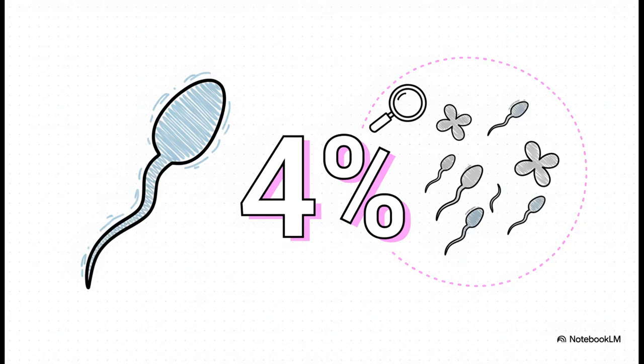Morphology. The shape. This number is pretty wild. You would think you need a really high percentage of perfectly shaped sperm, right? Nope. According to the strictest criteria, you only need 4% to be considered normal. Just 4. It's kind of mind-boggling when you think about it.